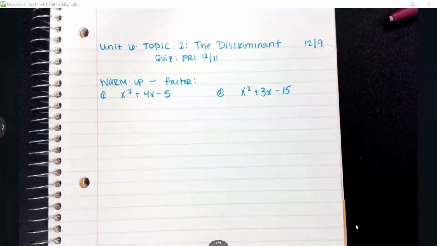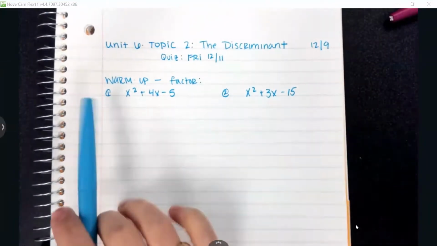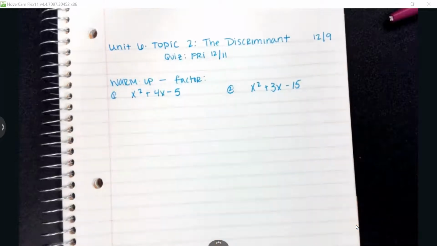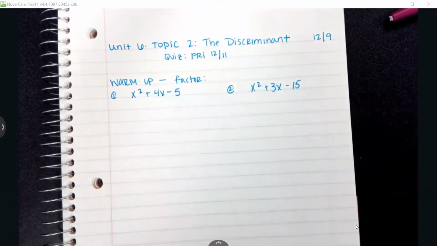Right, here we go. Let's go over this. So first of all, at the top of your paper, I hope you have Unit 6, Topic 2. This warm-up has to do with the discriminant. The discriminant is part of the quadratic formula. So this week, we're going to learn the discriminant. You have to take a quiz over it on Friday.